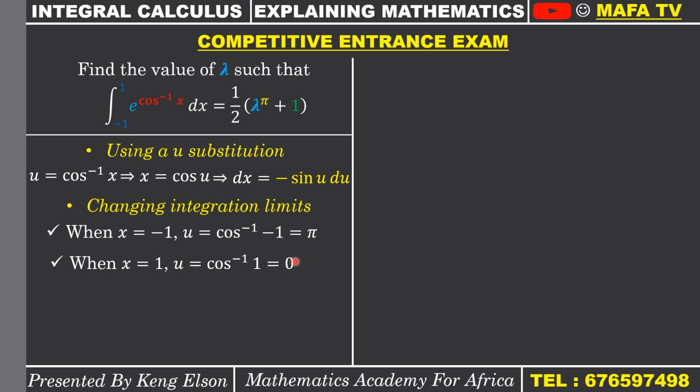This just means that my new integral is going to be defined in terms of u, and the integration limits will be from u equal to pi right up till u equal to 0, because when x was -1, u was pi, and when x was 1, u was 0, and -1 and 1 are the respective lower and upper bounds.